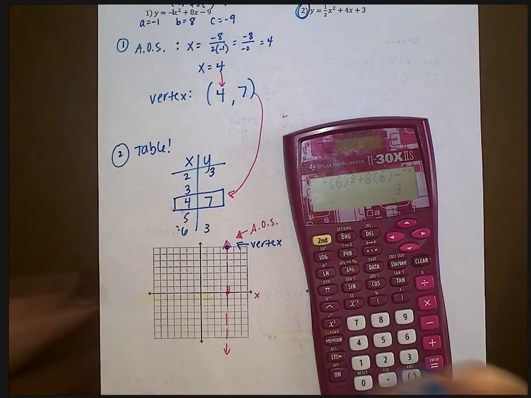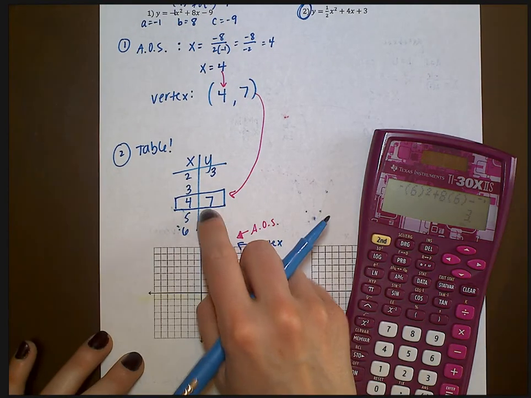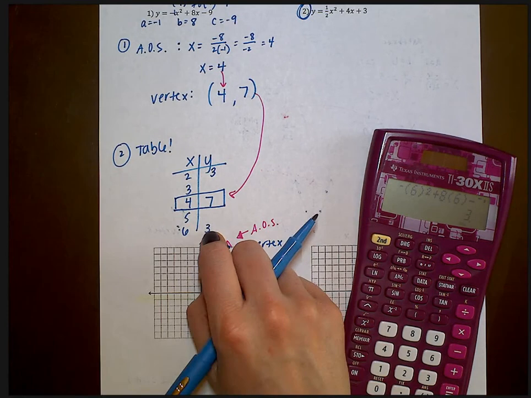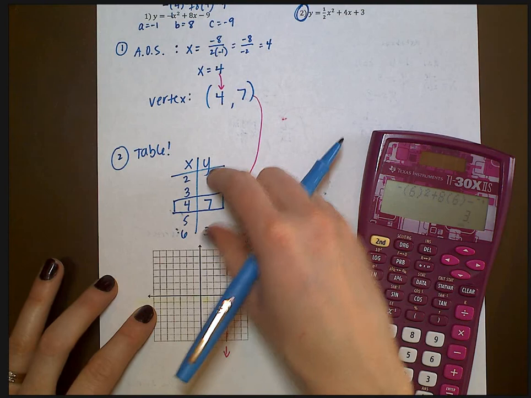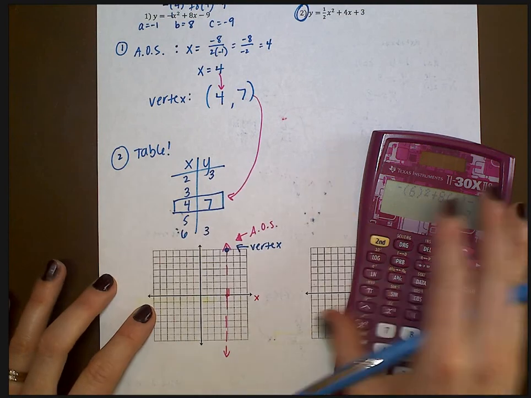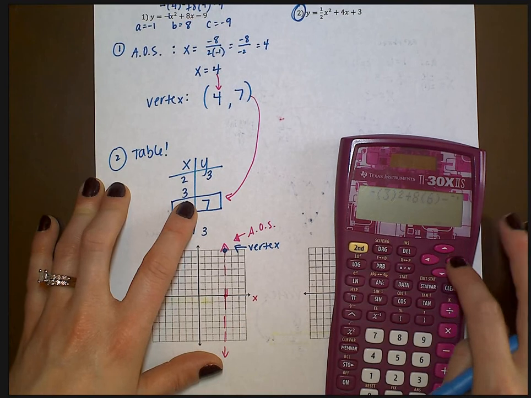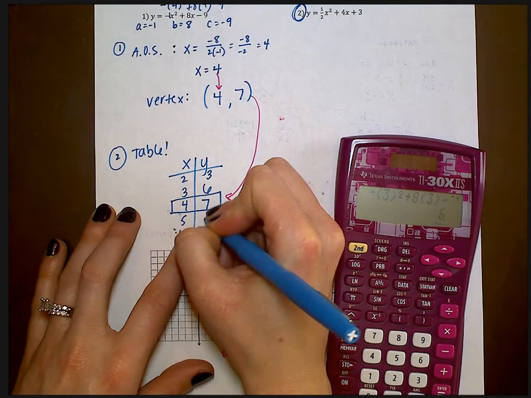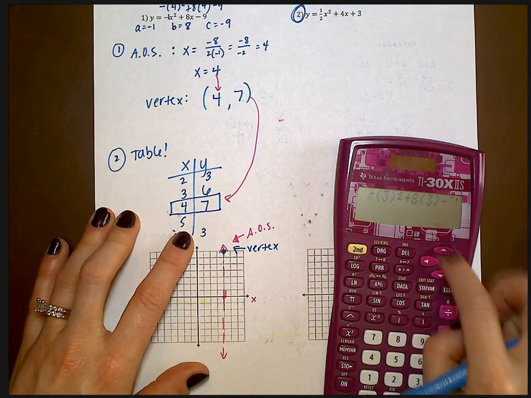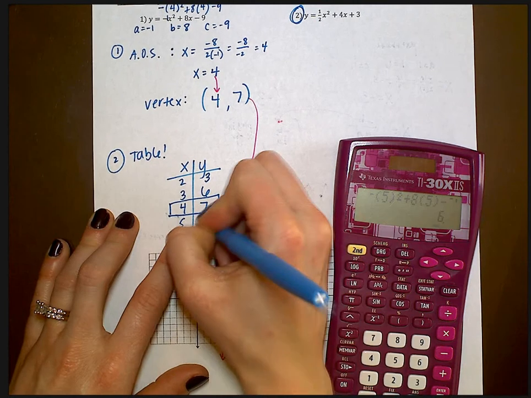So if you're super confident in your skills, save yourself a step. You don't even have to plug those guys in. If you want to check that you did it right, you can do what I just did. But if you're confident, you know that those should both be 3 because of the symmetry. Same thing with 3 and 5. So when I plug in 3, I get 6. 1 step below the vertex, that should be the same. So let me just check myself and plug 5 in. It should be 6, and it is.